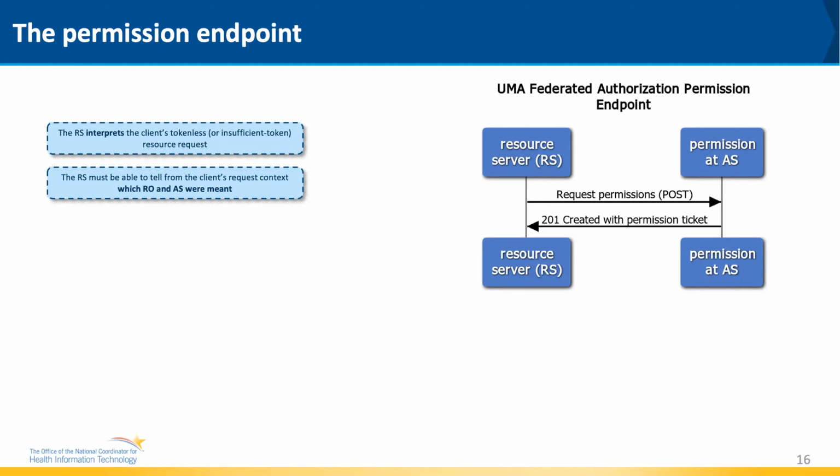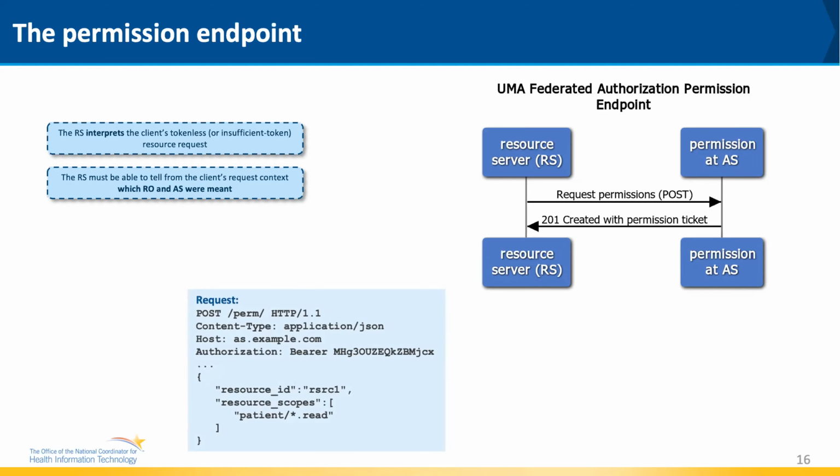And the resource server is in charge of figuring out, well, if the client hit a resource without a token, it has to figure out, okay, well, does this mean Alice's resource? And does that mean that Alice's resources are being protected by this particular AS so that it knows which AS to go to with this request, and so on?